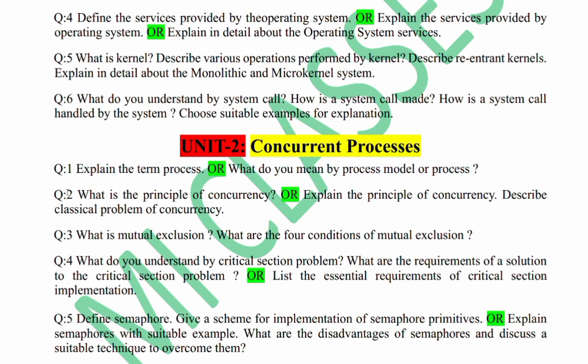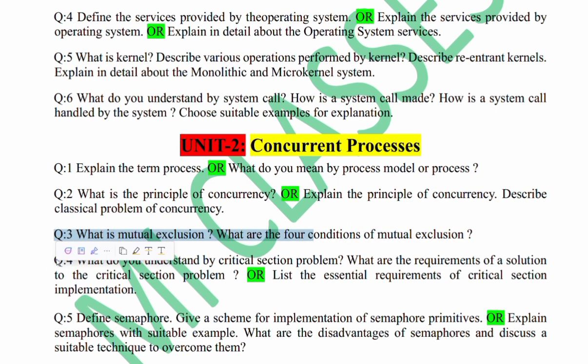Question number second is, what is the principle of concurrency, or explain the principle of concurrency. Describe classical problems of concurrency. Question number third is, what is mutual exclusion? What are the four conditions of mutual exclusion?